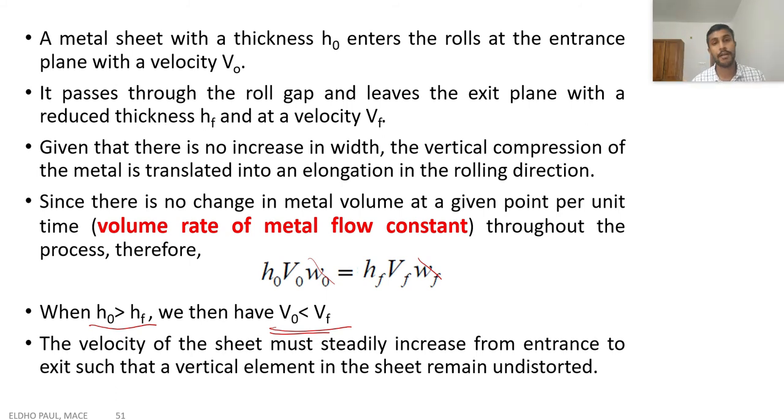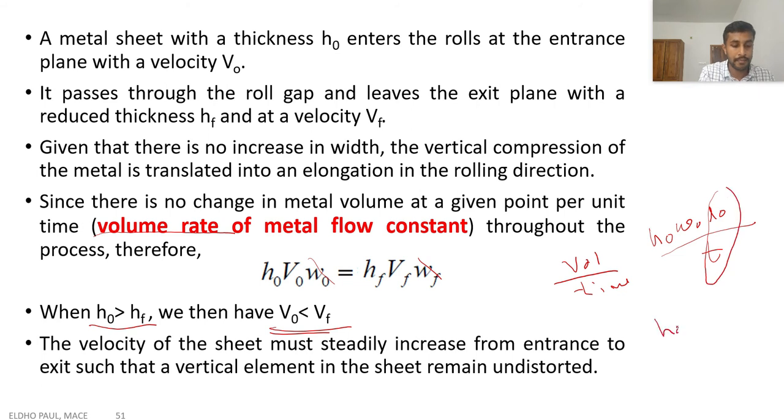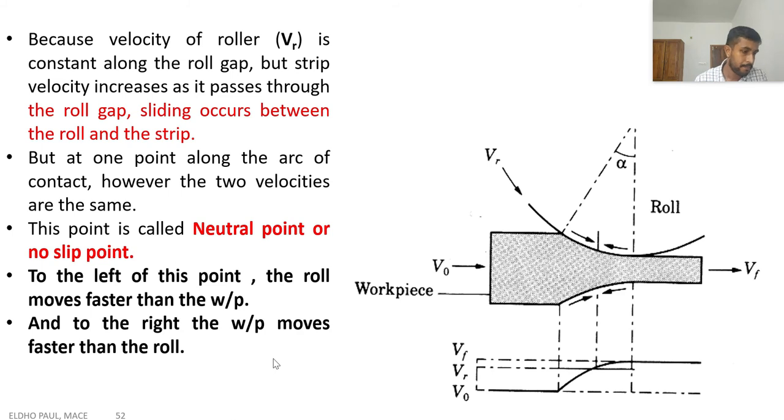So, by this velocity distribution. Any doubt in this? Here we are not taking volume, it is volume rate. That means volume per time. So here volume is equal to W0 into H0 into L0, volume per time. But here L0 by T, we take as velocity V0. Okay, that is this equation. Any doubt? Is it okay? Yes, sir, it's clear. Okay, fine.